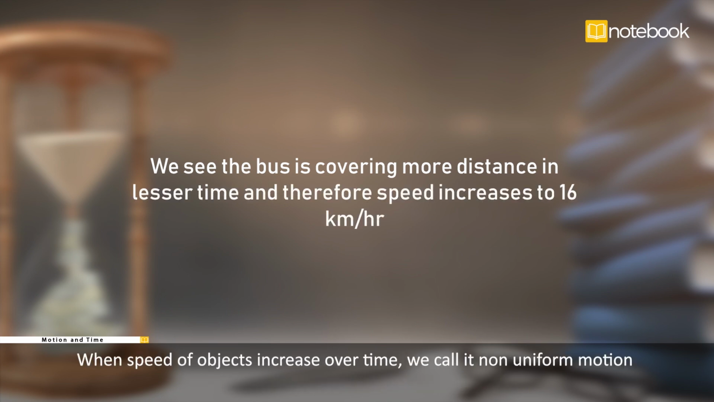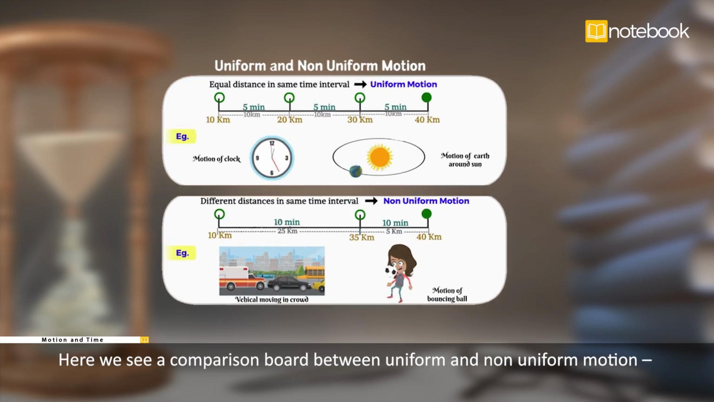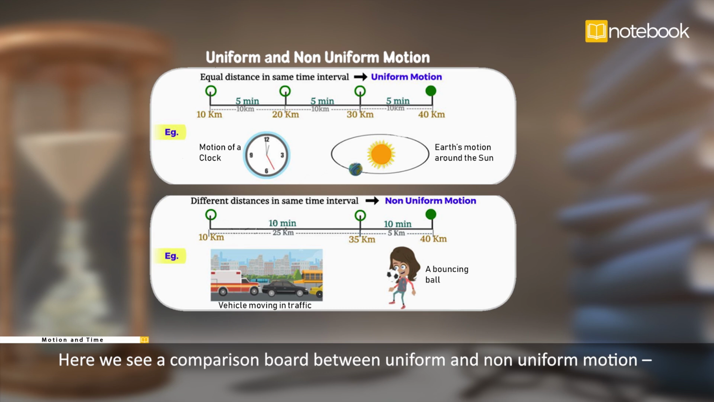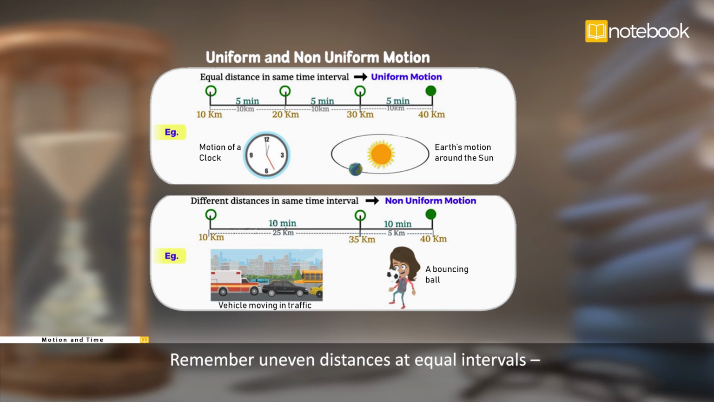When the speed of objects increases over time, we call it non-uniform motion. Here we see a comparison board between uniform and non-uniform motion. For uniform motion, it's always equal distances at equal intervals of time, and for non-uniform motion, it is unequal distances at equal intervals of time. Remember, uneven distances at equal intervals.